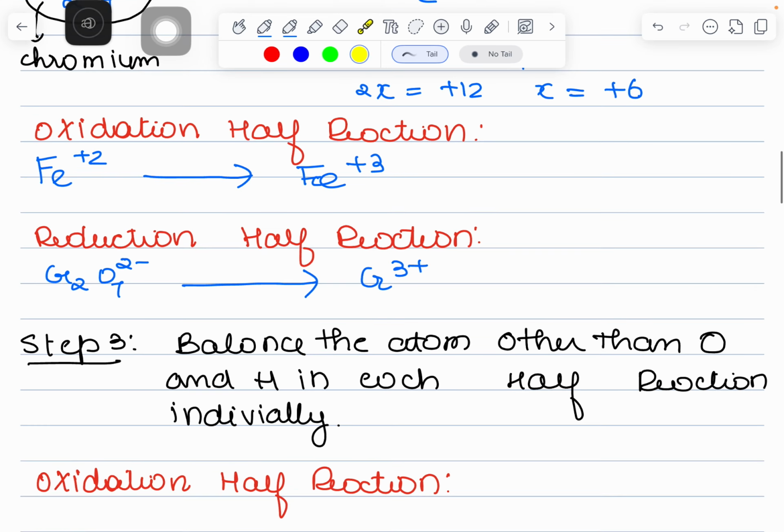So we have two half cells: the oxidation half cell and the reduction half cell. Other than oxygen and H, you have to balance the other atoms. So here we have to balance Fe and Cr. We are not supposed to balance oxygen.